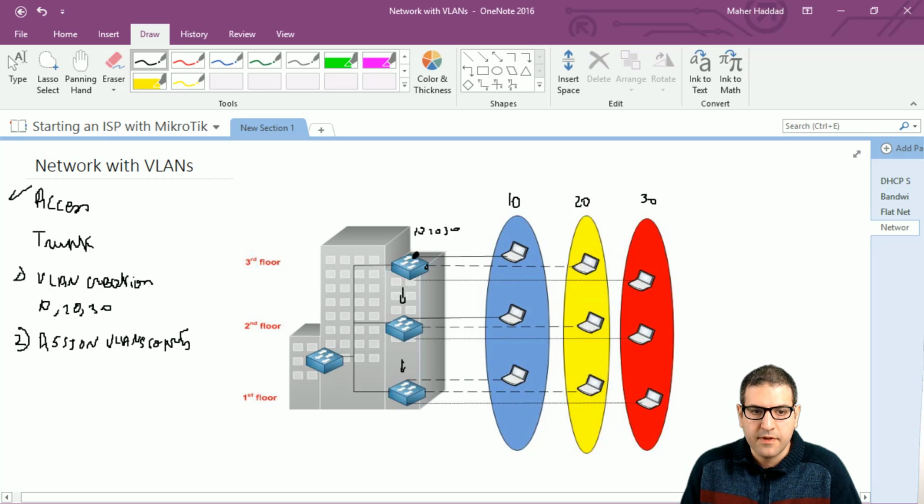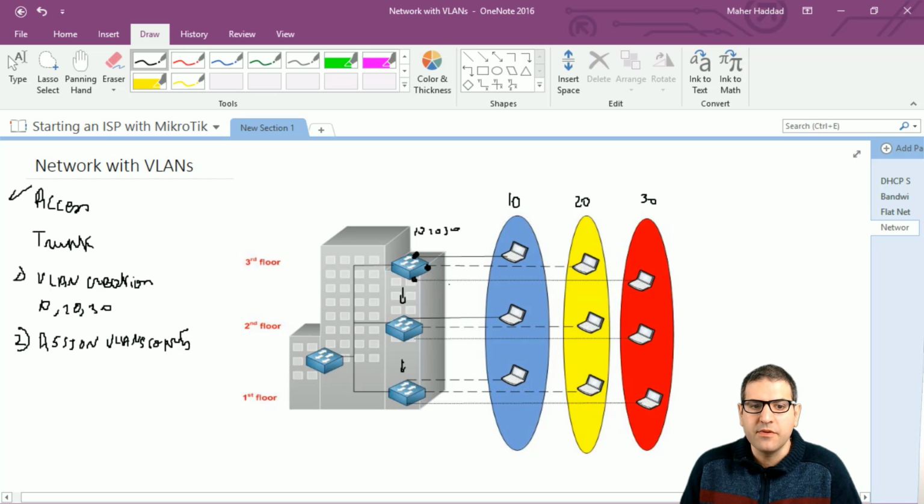Then this port, I want to put on VLAN 20. Then this port, I want to put on VLAN 30, because that PC needs to be on VLAN 30. So what I'm doing here is, I first make the ports access, and then I assign each port to a VLAN. The same I do on this switch, and the same on this second switch.